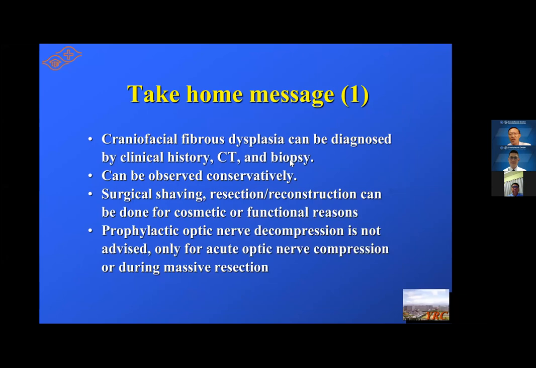CT scan is enough. You can treat it conservatively, with shaving or resection if possible. You can resect it clean and then reconstruct it with bone graft. Prophylactic optic nerve decompression is not really advised. Only for acute nerve compression and during massive resection, and you can do that with a neurosurgeon, especially a skillful neurosurgeon. Otherwise, you will damage the optic nerve.